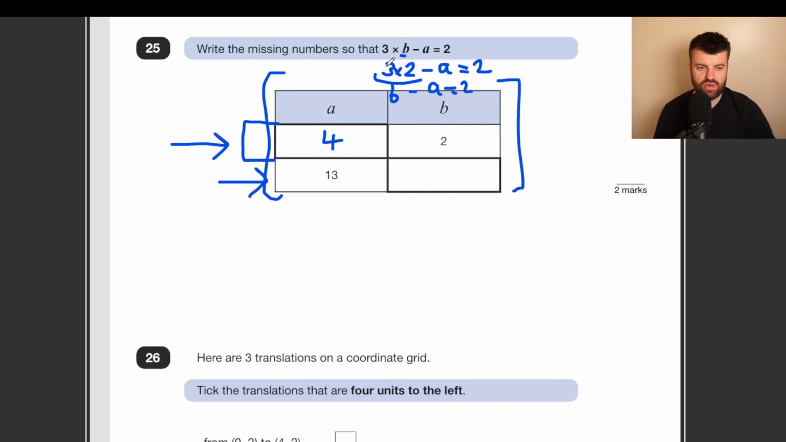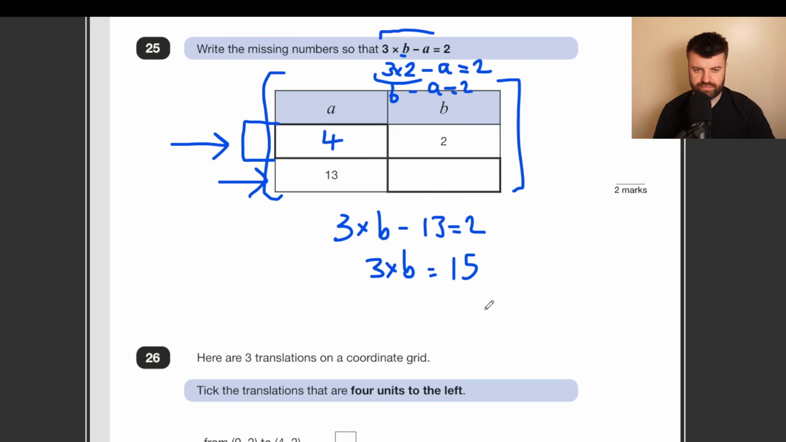Now we're going to write a new one, using the same formula. We're going to have 3 times b. So again, we don't know b this time. Minus a, which is 13, equals 2. So what I'm going to do, I'm going to add 13 to each side. So we have 3 times b equals 15. Okay, what I did there was I added 13, which cancels out the minus 13, and I added 13 here, which makes 15, if that makes any sense. Again, if you know algebra well, you understand what I just did, but it's just within this question.